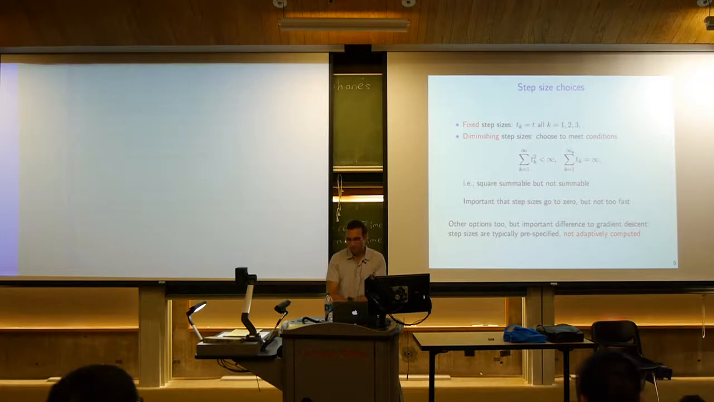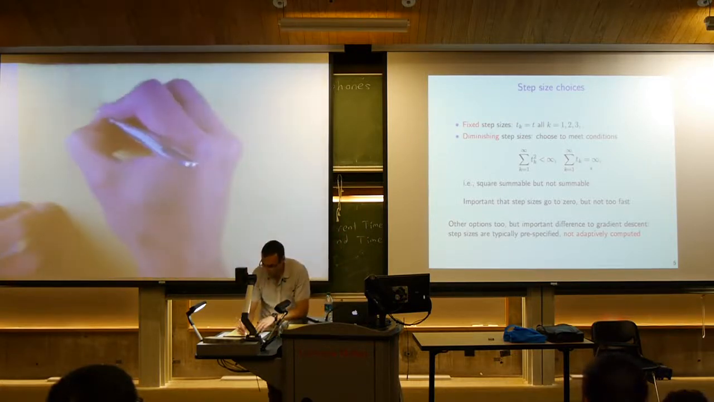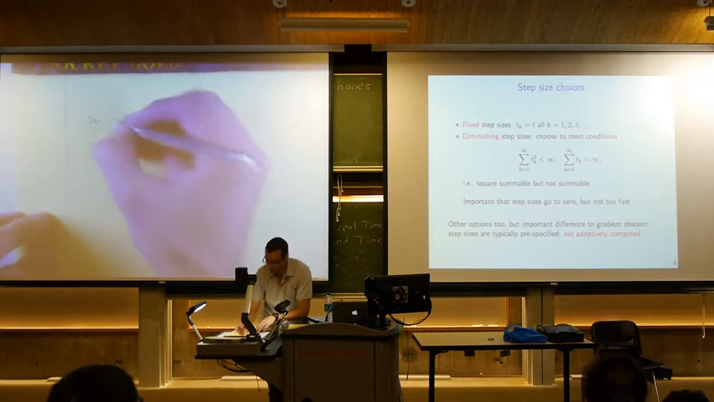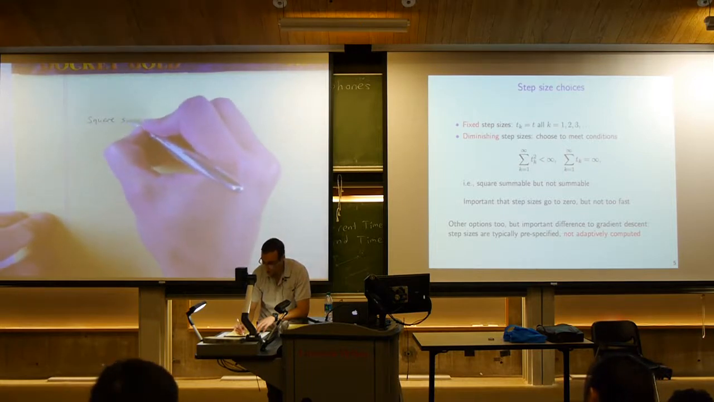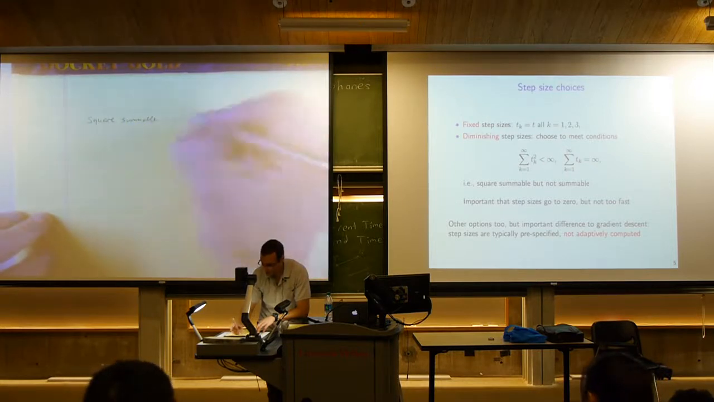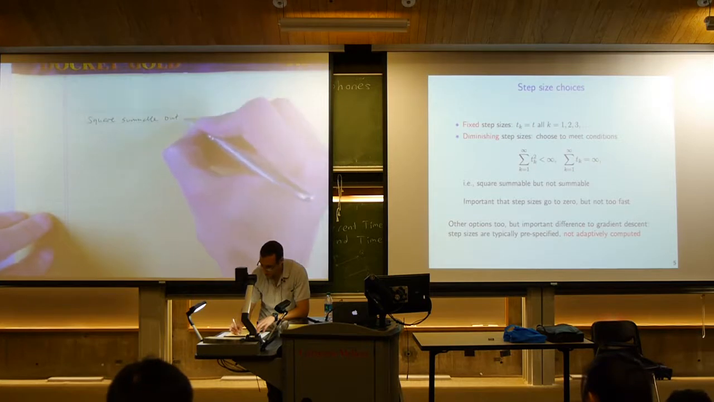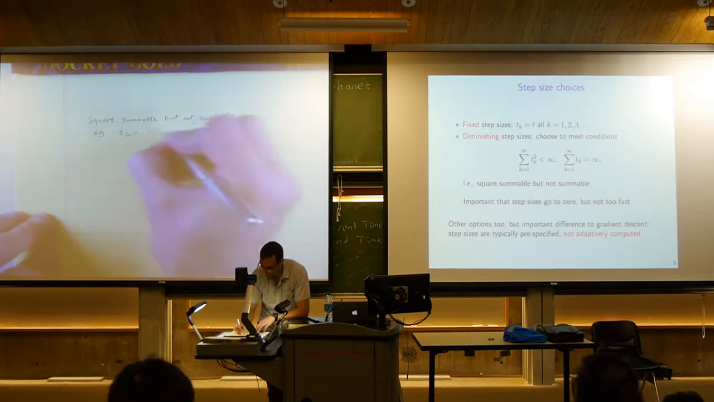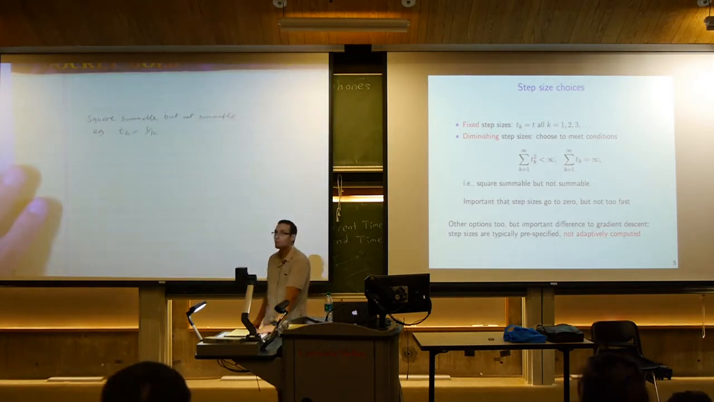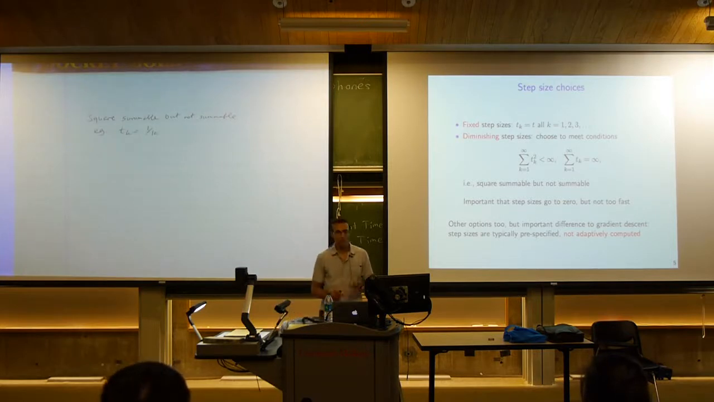Okay, so what's an example of a step size choice that would meet this? What's an example of a sequence of step sizes t_k that I could use? Right, so 1 over k would be a very natural choice. It's square summable but not summable. Bonus points for who can tell me what the sum of 1 over k squared converges to. Wow, you guys are good.